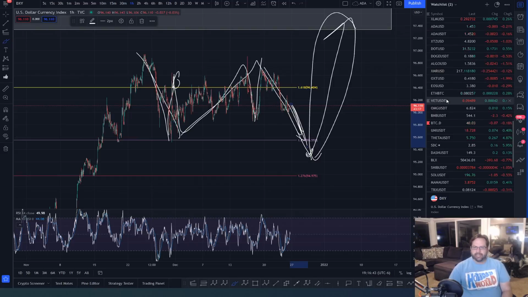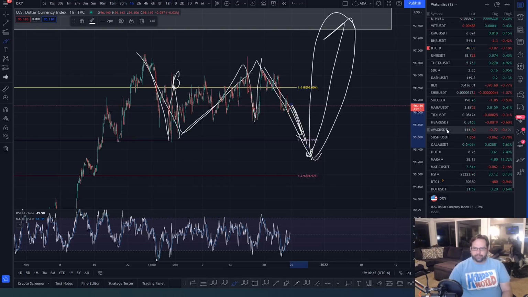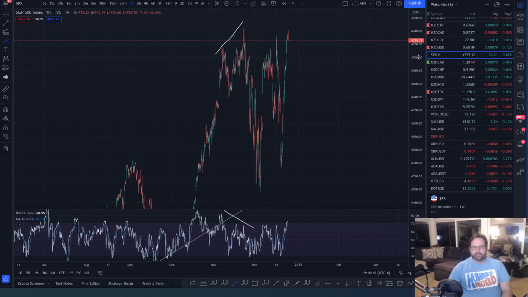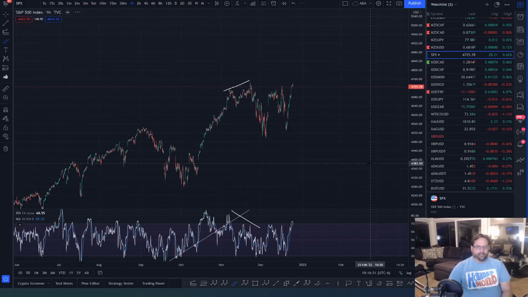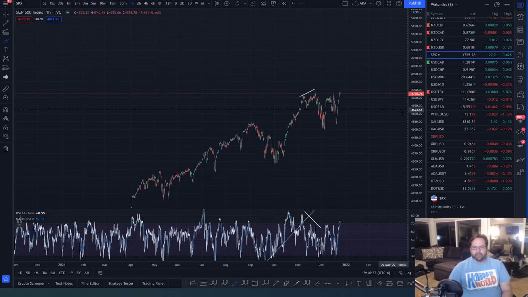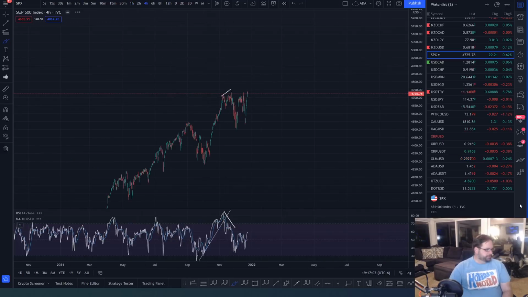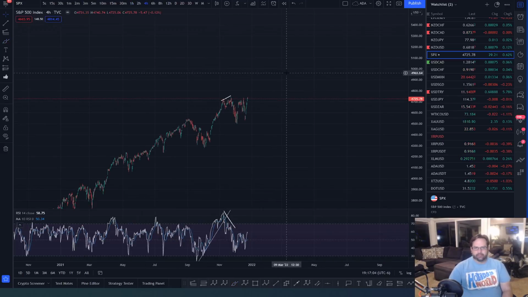Let's look at the SPX as well. SPX, if I can find it, there it is, which is the S&P 500 index. Oh man, what a chart here! What a chart! I'm having a hard time with this particular chart. I'm not sure what's going on here.